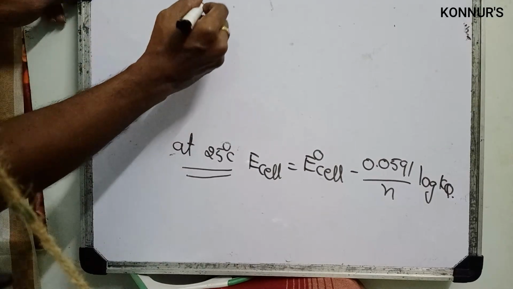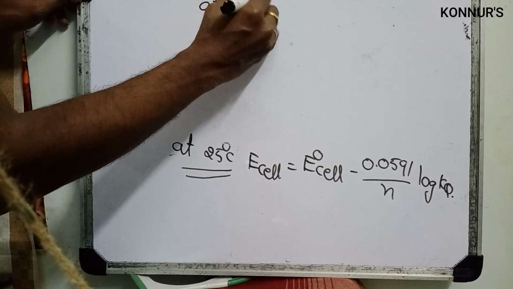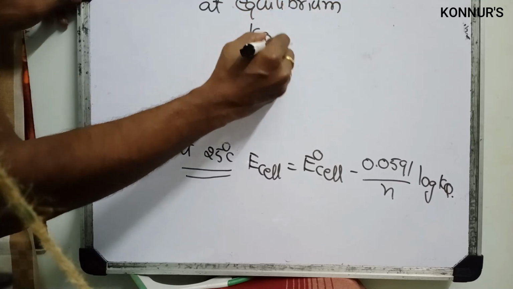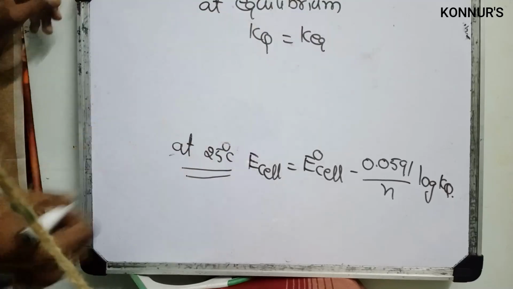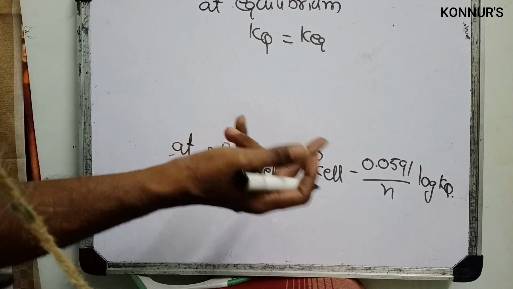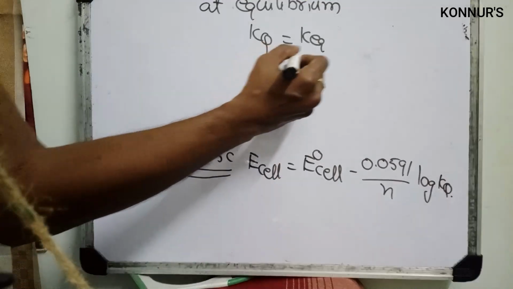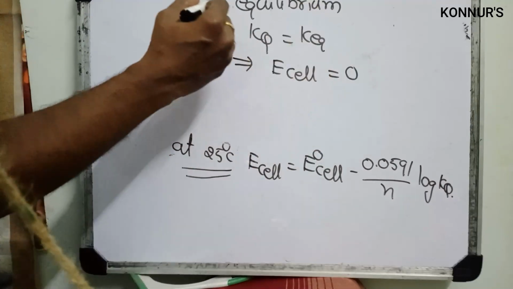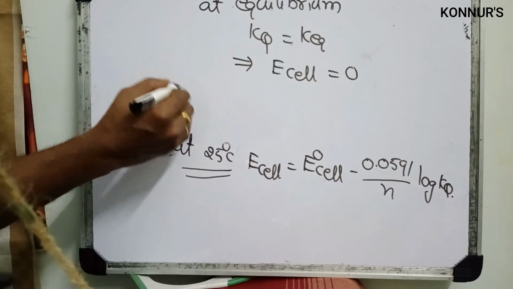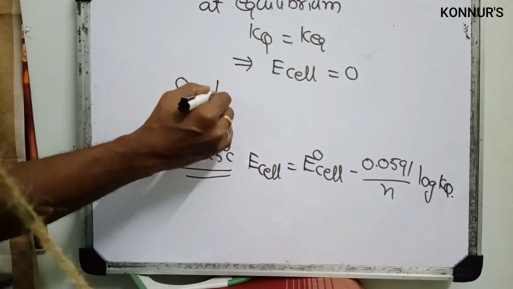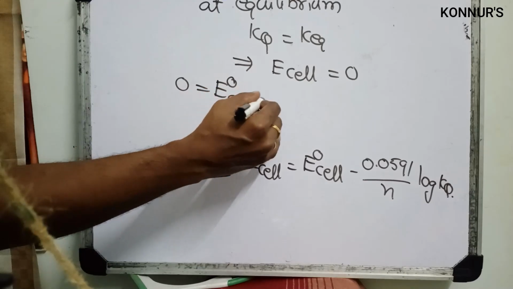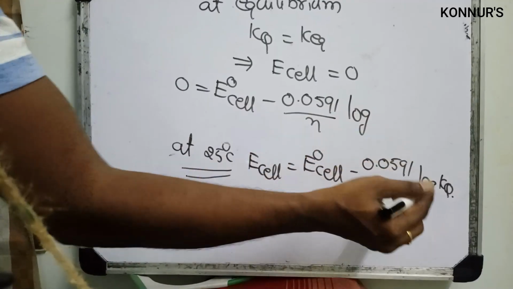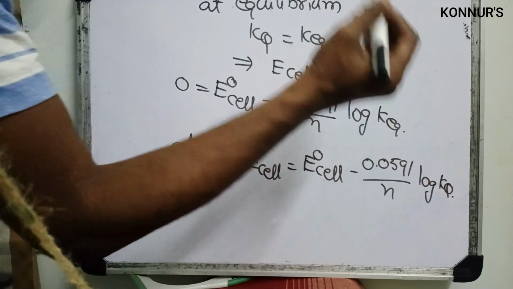Now at equilibrium, K quotient equal to K equilibrium. At equilibrium what happens? The current is not moving to any side, which means E cell equal to 0. Remember, at equilibrium E cell equal to 0. So 0 equal to E naught cell minus 0.0591 by n log K quotient, and in place of the quotient you put equilibrium.